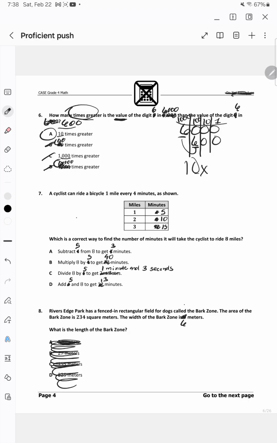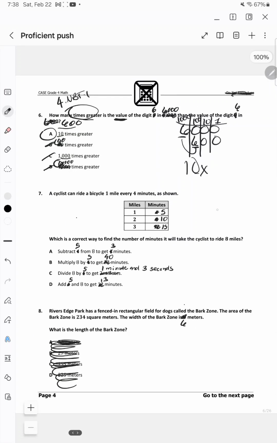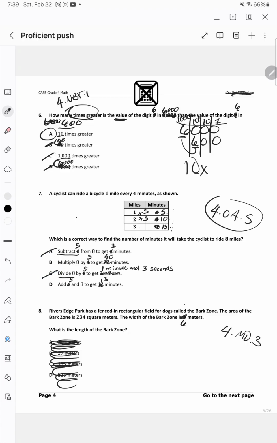Now for this question, this is dealing with a pattern. Let me also write the standard. I see a pattern here because they had 1, then they had 5, then they had 2, then they had 10, then they had 3. So I can see it's multiplying by 5. So where it says subtract and divide, my answer is continuously getting bigger and bigger because it went from 5 to 10 to 15. So I know I'm not subtracting or dividing.